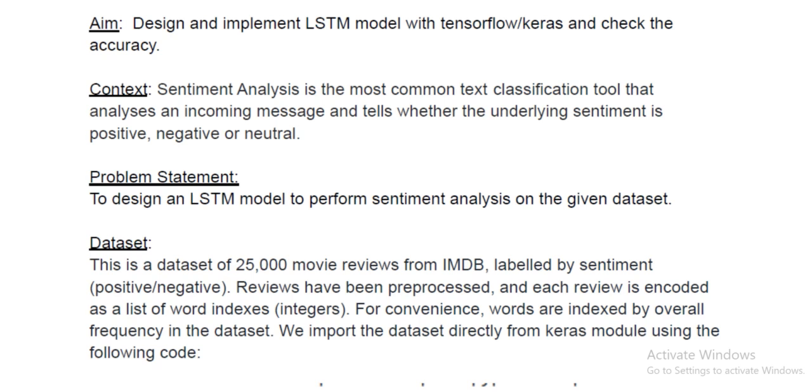This IMDb dataset has about 25,000 movie reviews, and they are labeled by their sentiment as positive or negative. This is a standard dataset that is already pre-processed, and each review is already encoded with word indexes or integers. The words are indexed by their overall frequency inside this dataset.